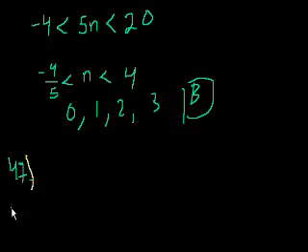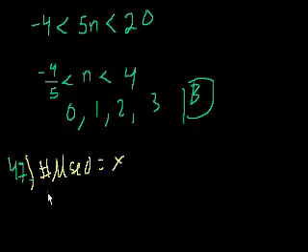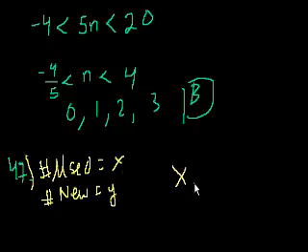47. A car dealer sold X used cars and Y new cars during May. So number used is equal to X. Number new is equal to Y during May. If the number of used cars sold was 10 greater than the number of new cars, which of the following expresses this relationship? So the number of used cars, X, it was 10 greater than the number of new cars. So it's 10 greater than Y. So it equals Y plus 10, right?